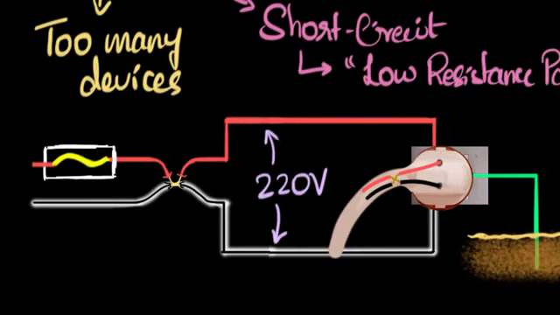Let me get rid of this short circuit. So now a short circuit is created over here. Now again, the current, instead of flowing all the way through the device, will just flow from here to here, right? Again, a short circuit. And again, that's bad because too much current, too much heat, it can damage this device.